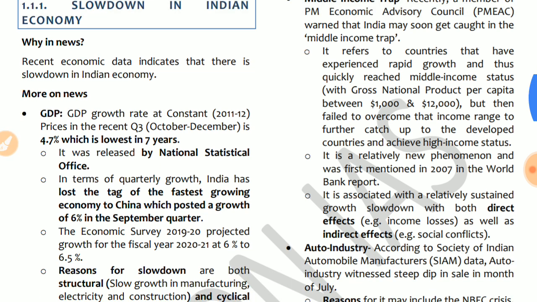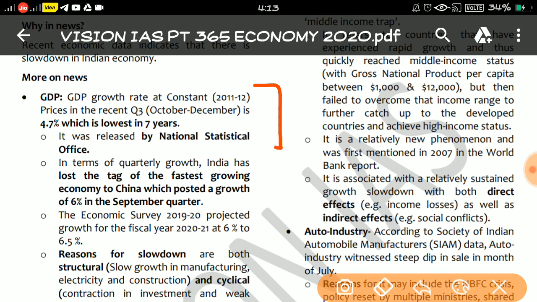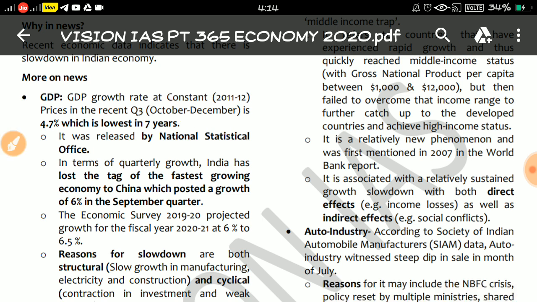If you look at the GDP, the GDP growth at constant prices in the recent quarter 3, which basically means October to December. There are different quarters in any financial year. A quarter basically means a time period of 3 months. You can understand this very easily. The growth was 4.7%, which is the lowest in 7 years.